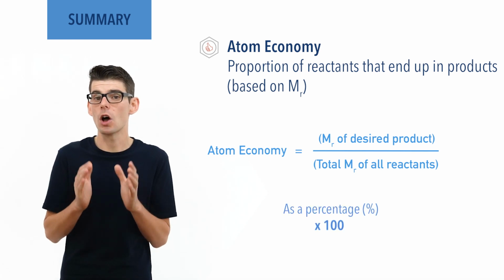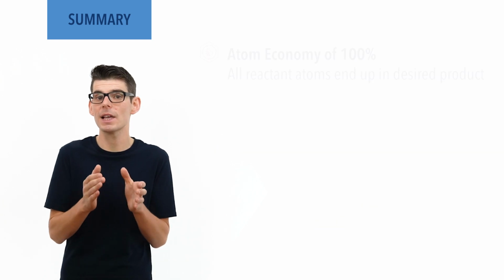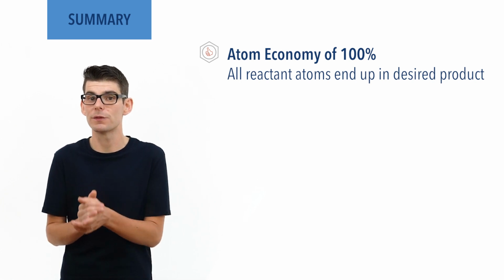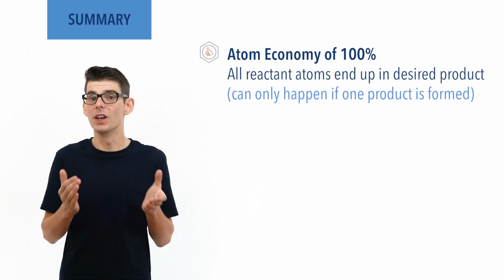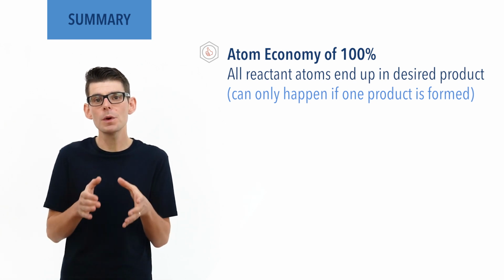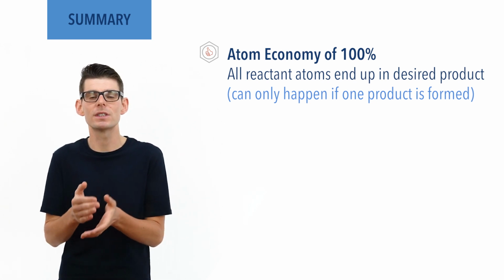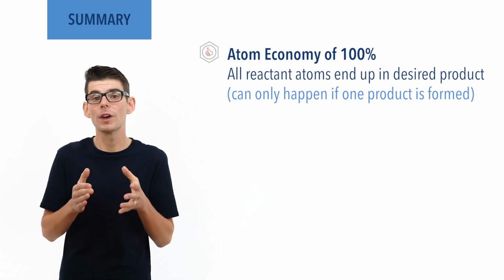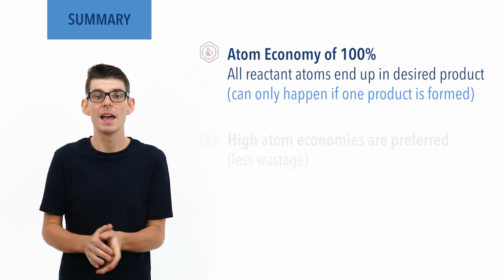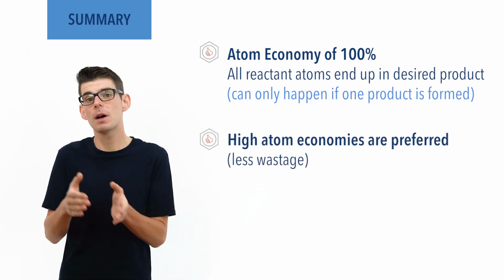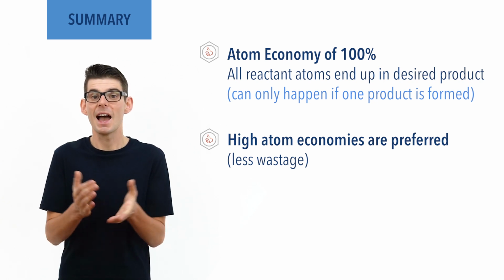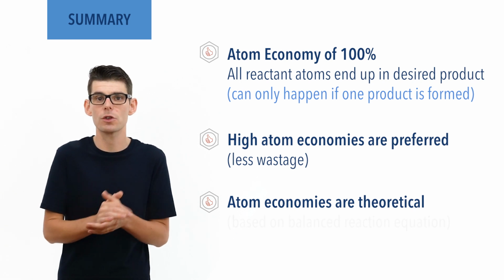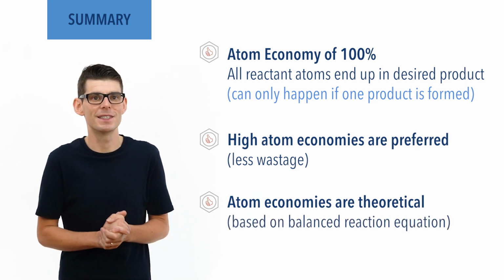An atom economy of 100% means all reactant atoms end up in the desired product. This can only happen when only one product is formed in a reaction. The lower the atom economy of a reaction, the lower the proportion of reactants that end up in the desired product. To help make processes as sustainable and as green as possible, reactions with high atom economies are desired, as this means less wastage of reactants per mole of product formed. Atom economies are theoretical and are based only on the balanced equation for a reaction. They aren't based on experimental data.